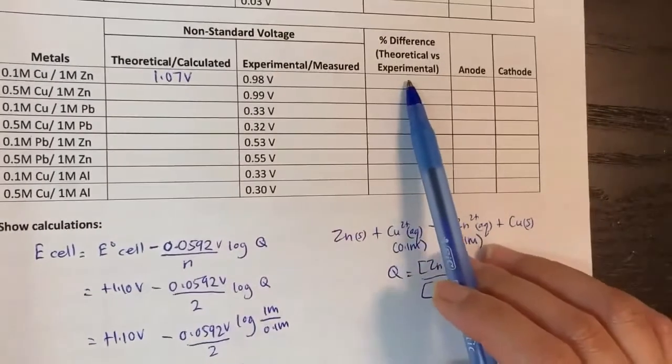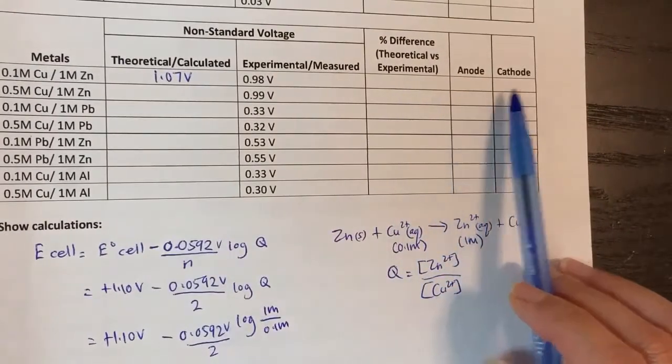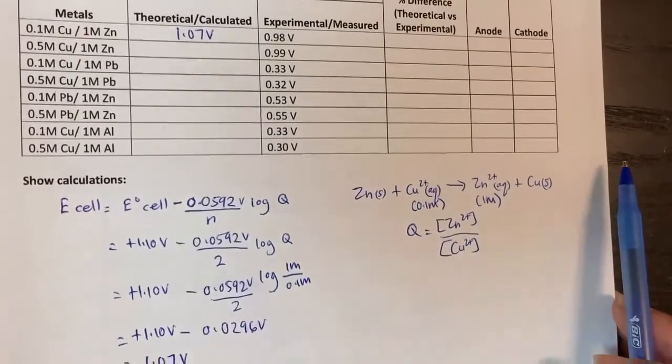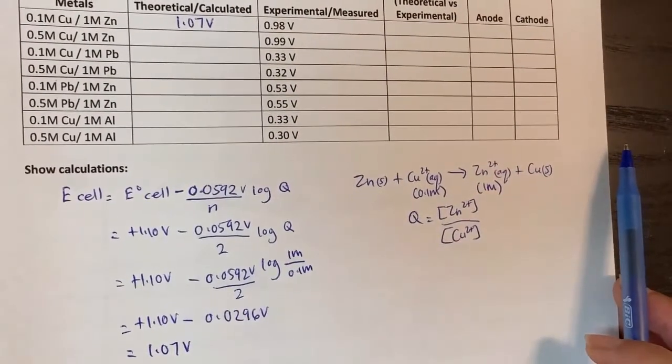Okay, and you can do the percent difference the same way like earlier. And obviously the anode and cathode stays the same like the standards. It stays exactly the same. Okay, so that's how you do it for the copper and zinc.